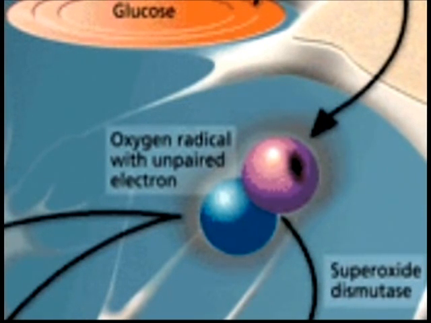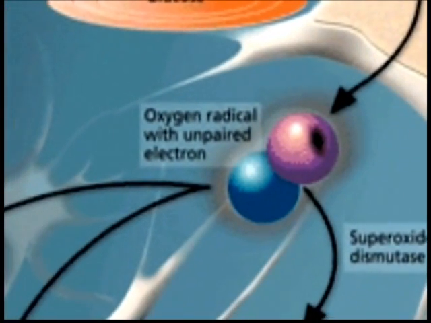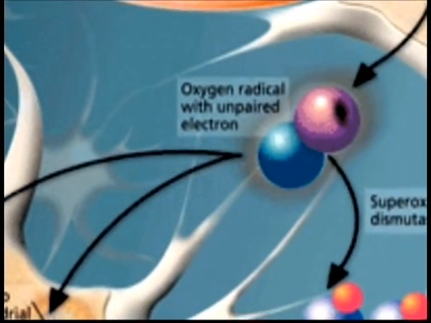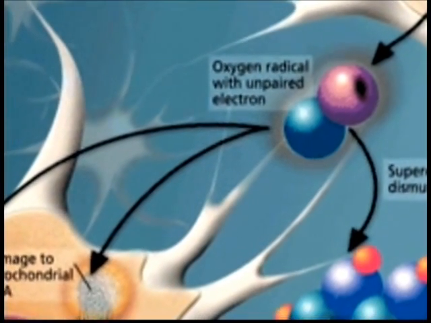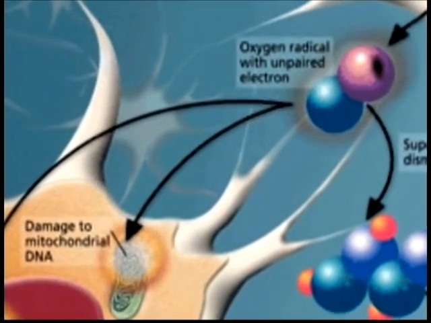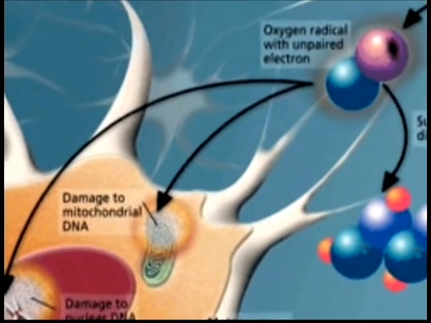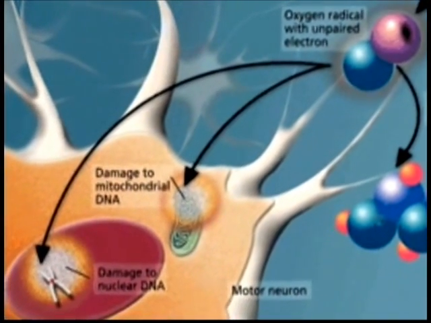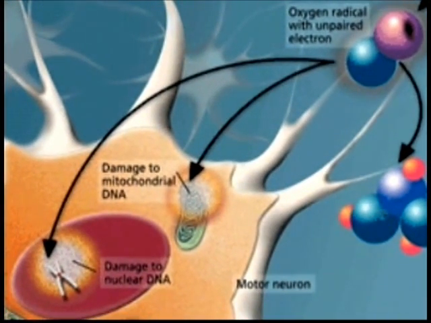illustration. This electron-depleted oxygen is now in an unstable state, and it tries to become stable again by latching onto one of our body's cells. And by doing so, that cell becomes damaged by the free radical attack. This process is called oxidation.